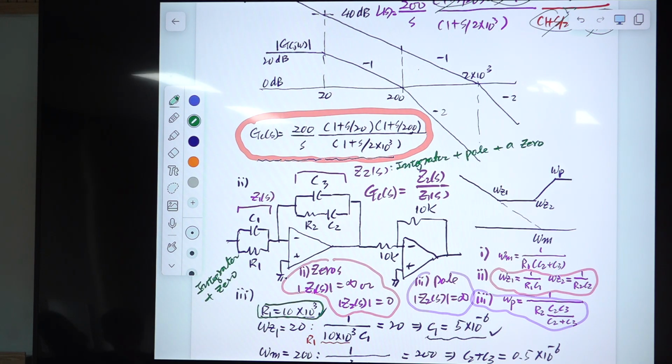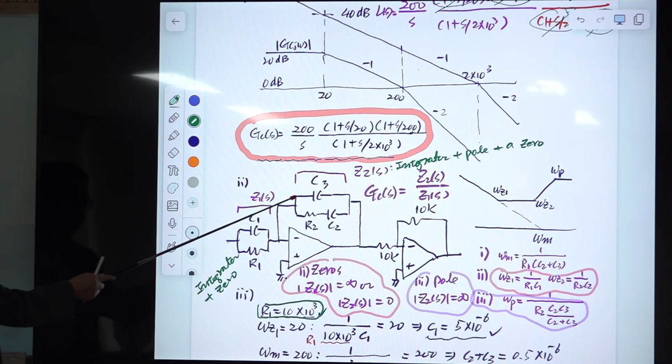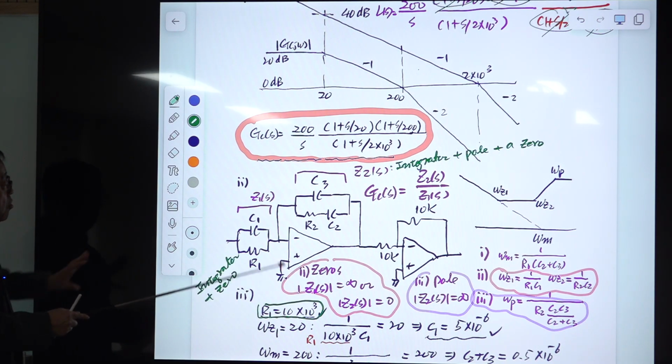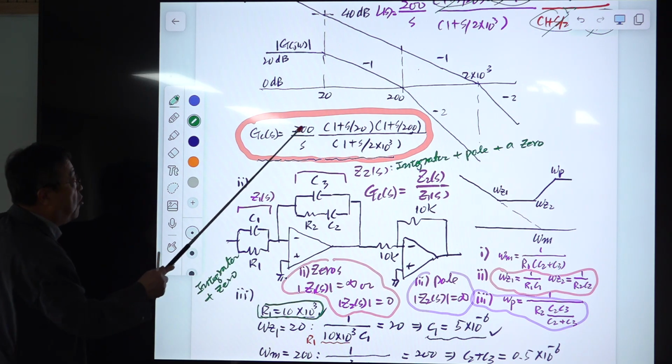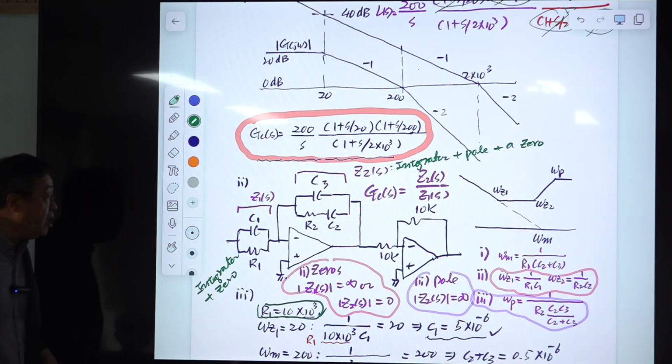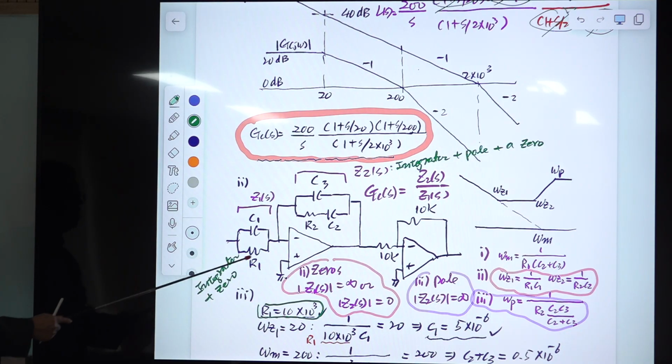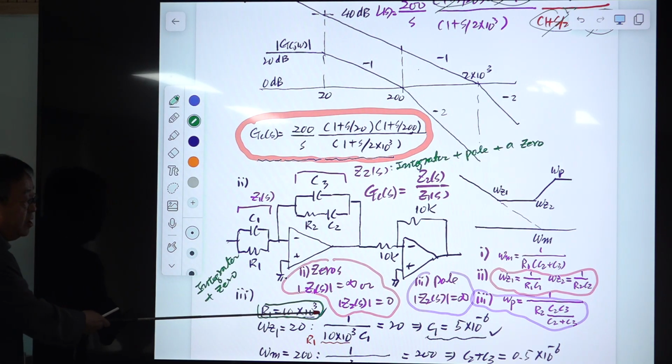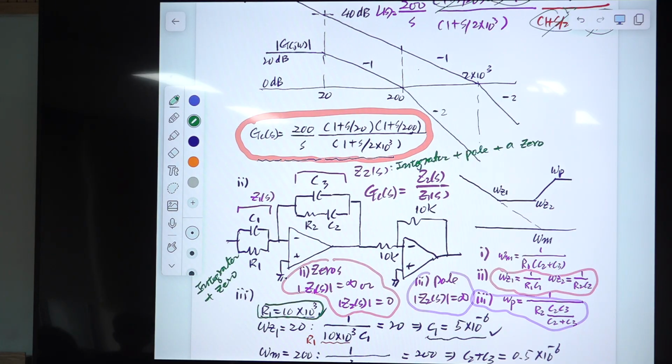And select R1. You have 4 parameters: 1, 2, 3, 4. But you have 5 components. So select this one arbitrarily. Okay. And with this, you know this.